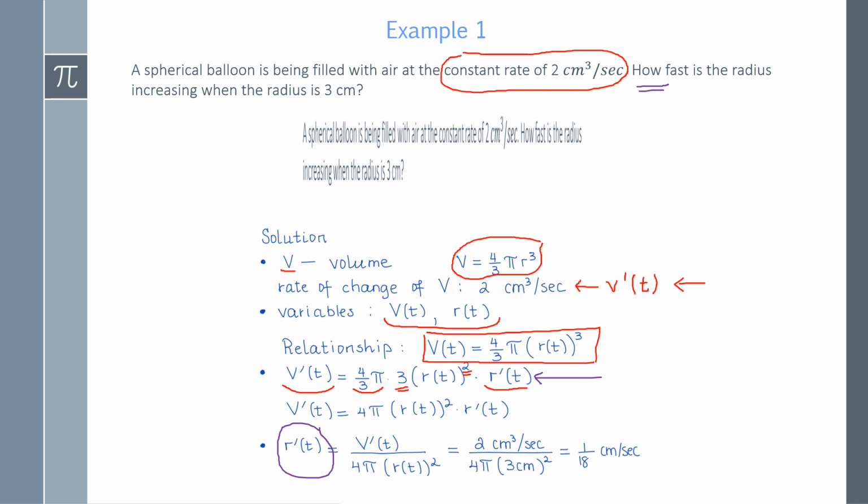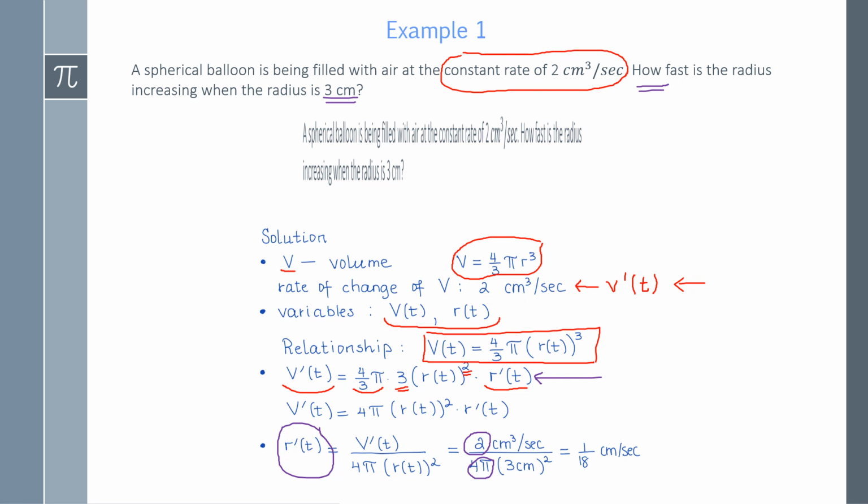So v prime, that's 2. And I'm going to write my units here. So centimeters cubed per second. Okay, 4 pi is just a number. And then this number right here, that is the value of the radius. Okay, so 3 centimeters squared, that goes in the denominator. And notice that we get this number right here, 1/18.